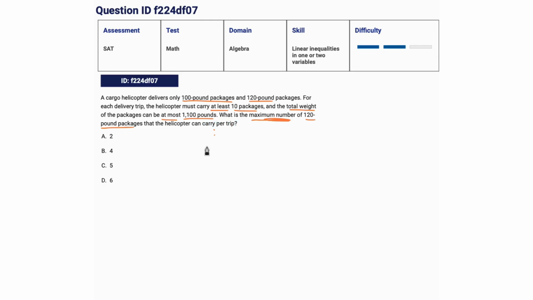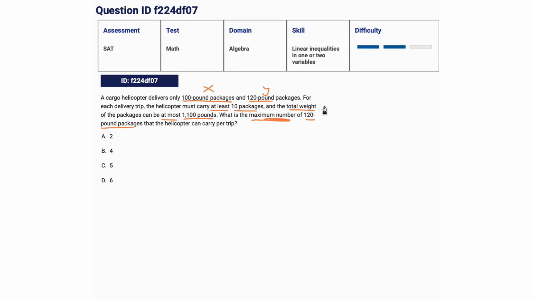Okay. So first, I'm going to let you pause the video and try to solve it by yourselves. Alright. So, how many types of packages is this helicopter delivering? 2. Let's name them using one letter each, X and Y.